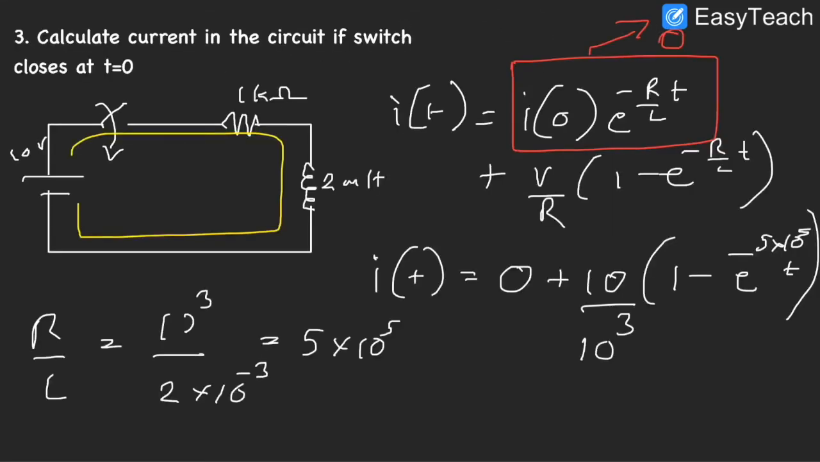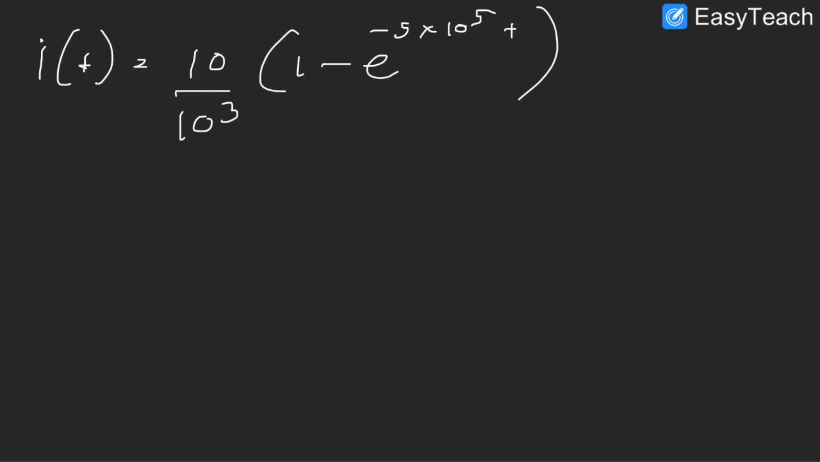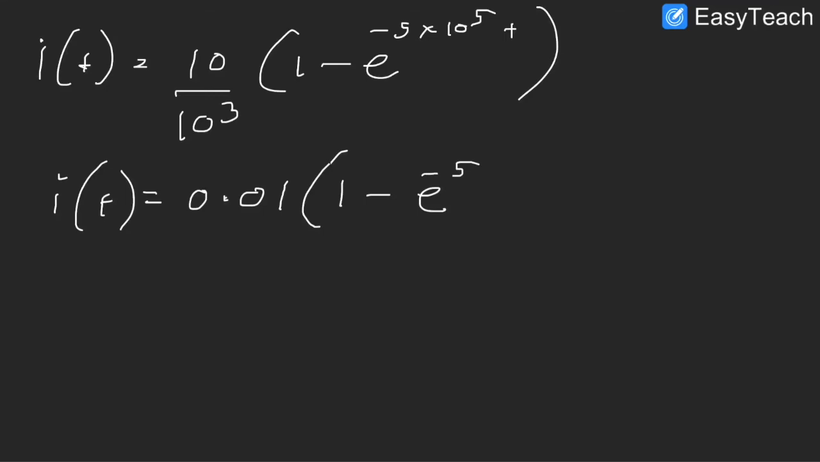Okay, so the very same expression, I have taken it and written it in a fresh slide. So if we simplify this, we're just going to get I of t is equal to 0.01, that is 10 by 10 power 3, times 1 minus e to the power of minus 5 into 10 power 5 times t. Okay, so that is the expression for current.